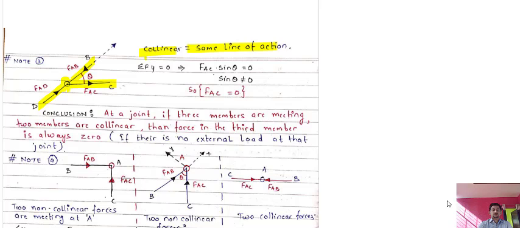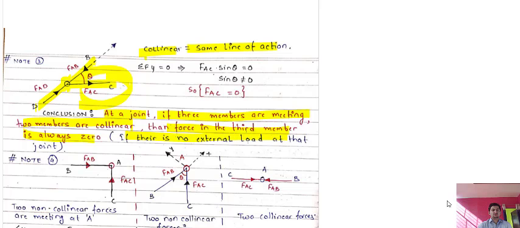The conclusion of this note is that if there is any joint in which three members are meeting and two members are collinear, meaning they have the same line of action, in this case FAD and FAB having the same line of action, then the force in the third member will always be zero. There is a condition for that you need to remember.